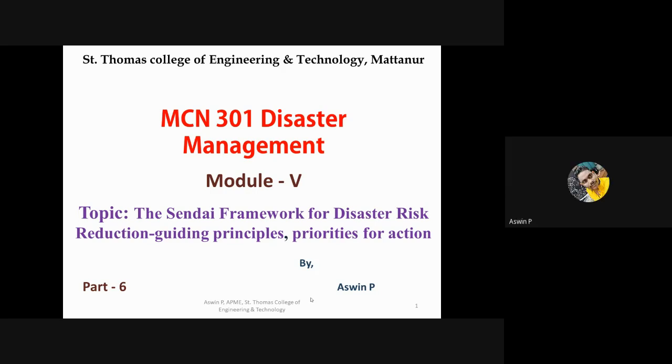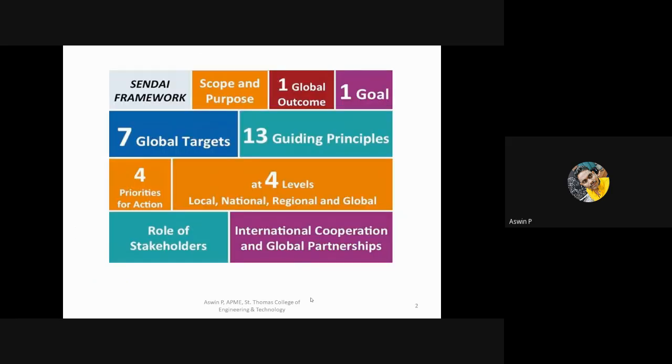In the last class, we started the Sendai Framework for Disaster Risk Reduction, and we explained it with a figure, as shown in this.